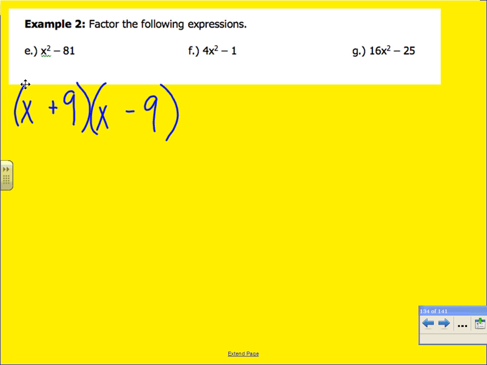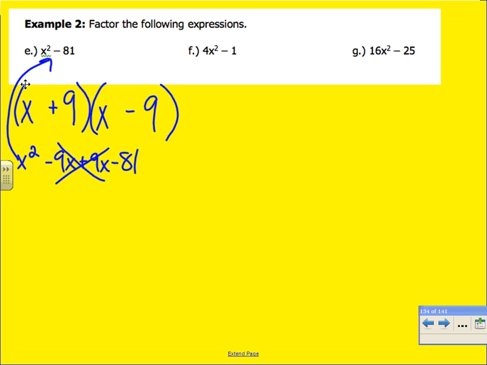If you FOIL this, the middle two terms are going to cancel. And let me show you real quick. x squared minus 9x plus 9x minus 81. So if you FOIL, these middle two terms cancel. You end up with the original problem. So a good way to check is to FOIL the problem to make sure that you end up with the original binomial.